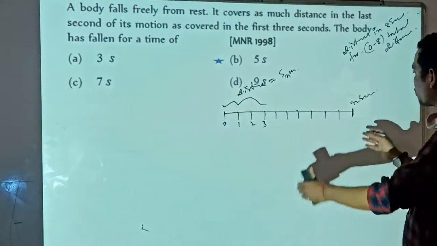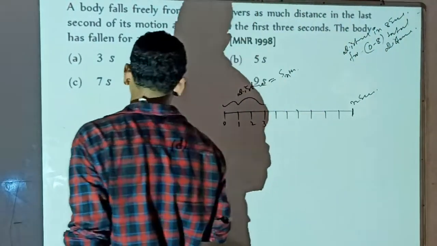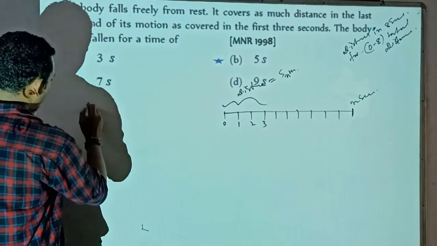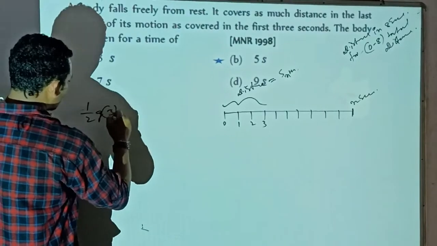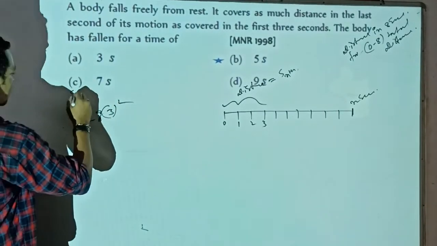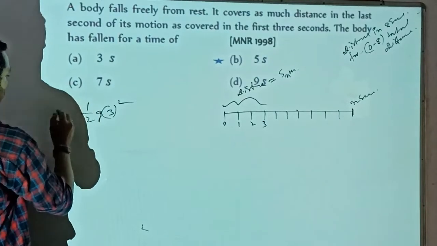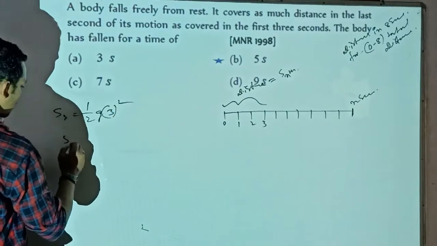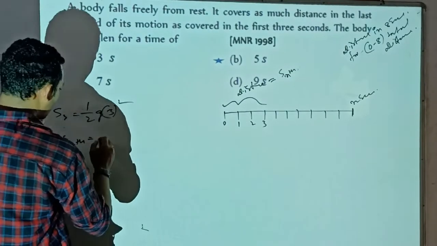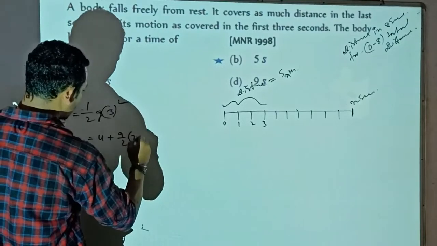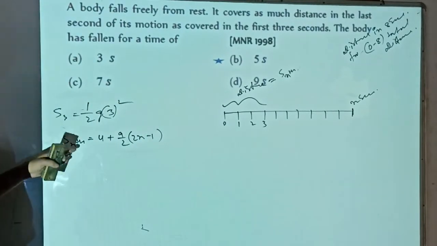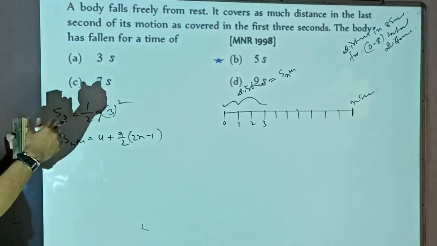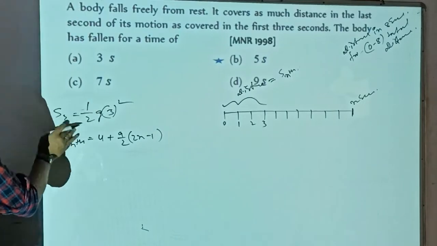You have to find out at which last time these two quantities are exactly equal. Your equation will be: S3 is equal to half of g into 3 square, that is half of g t square, and S nth is equal to u plus a by 2 into twice n minus 1. This is your nth second, and this is for normal time Sn. For distance travelled in the interval between 0 to 3 seconds, that has been given.